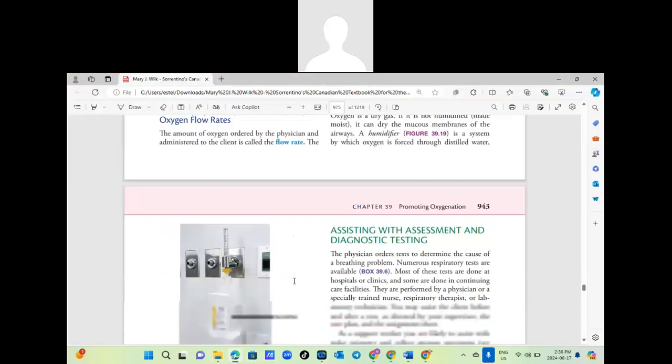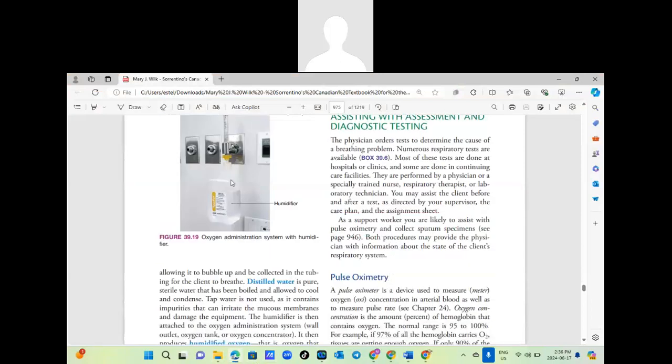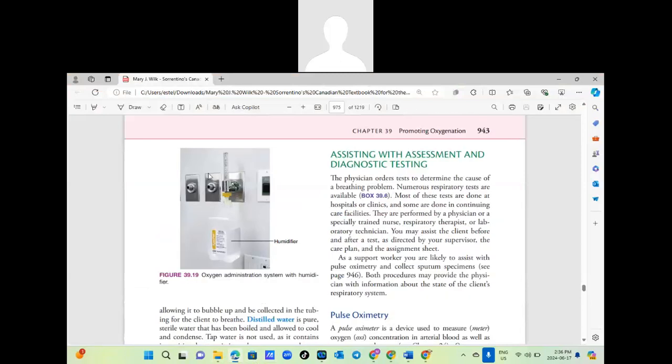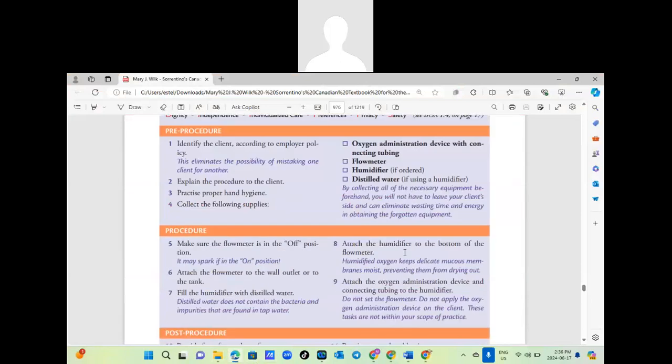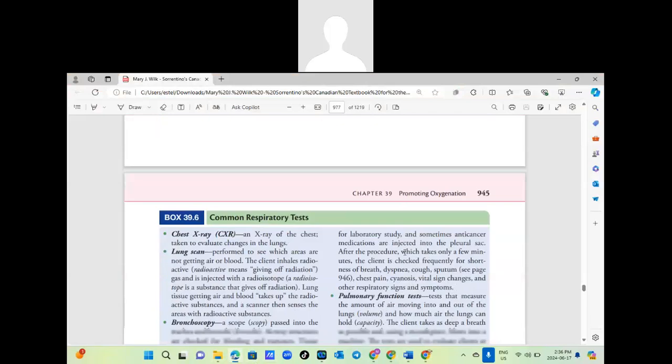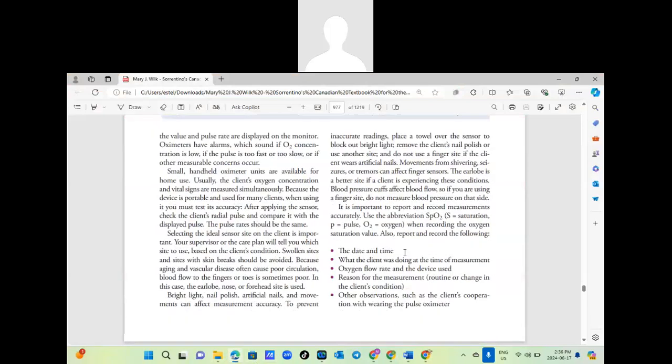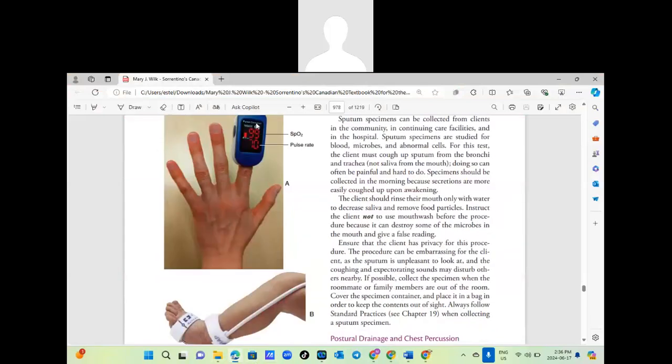So let's go to our book. We see that already. This is the humidifier over here that gives humidity into the oxygen. So let's continue over here. We have that later, and we're going to go through that.